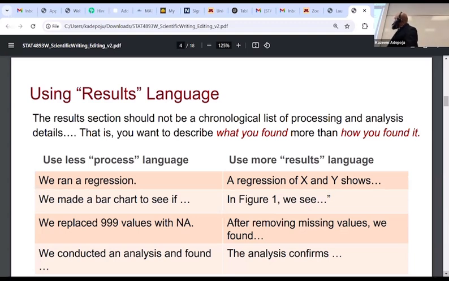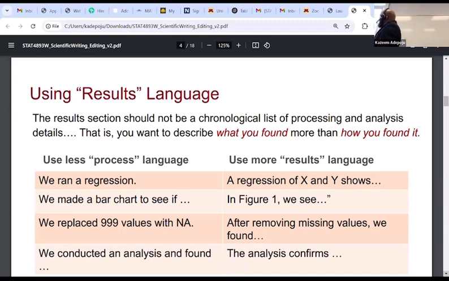There are two types of language. The first one is process language. Process language is just going to tell us how you found it, how you went about the analysis. That's process language, and we're not interested in that. We're interested in what you found. What you found is the result language. So the result language should be preferred.